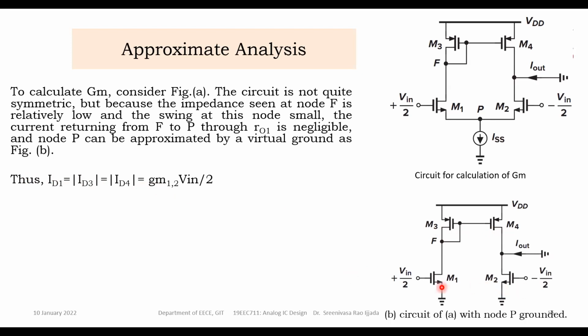GM12 multiplied with Vn by 2. GM12 multiplied with Vn by 2 is the current. Okay.